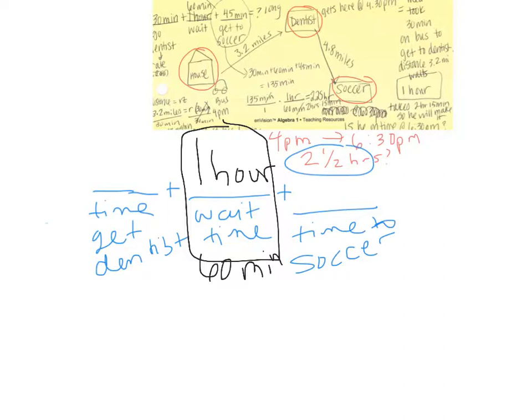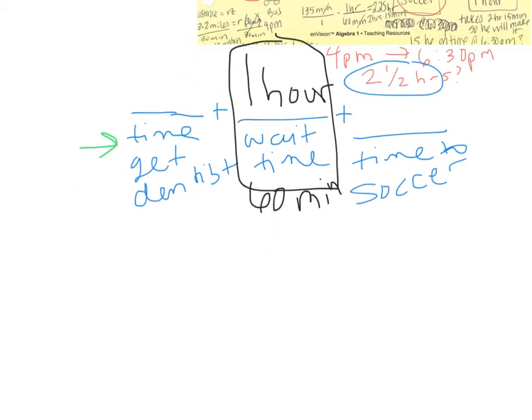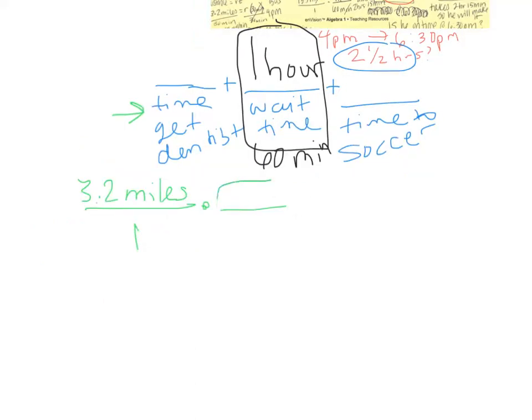Now we need to figure out the time to get to the dentist and the time to get to soccer. Now, from his house to the dentist, even though he travels 3.2 miles, 3.2 is not a time. So we need to do a conversion to figure that out. So if we know it's 3.2 miles, we need to multiply by the rate. But we don't know the rate.